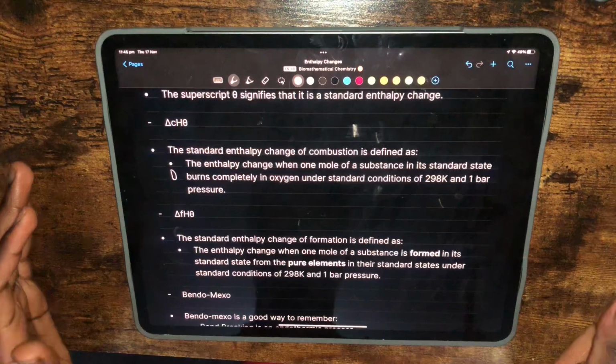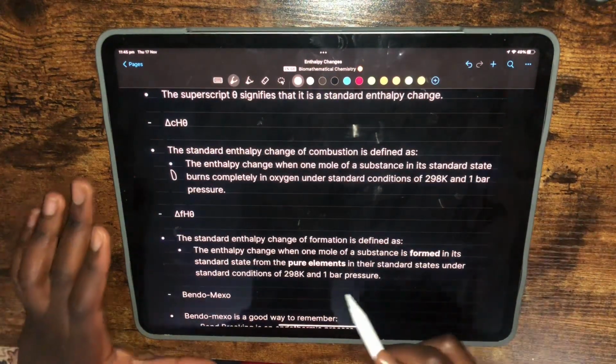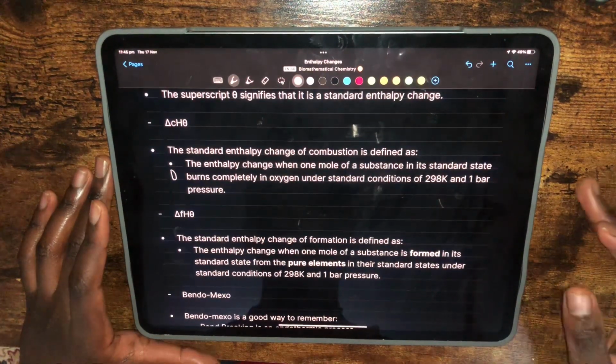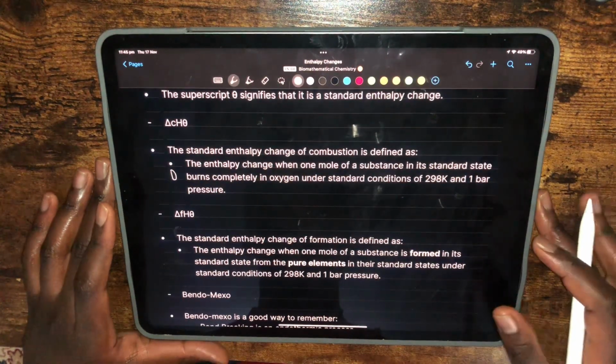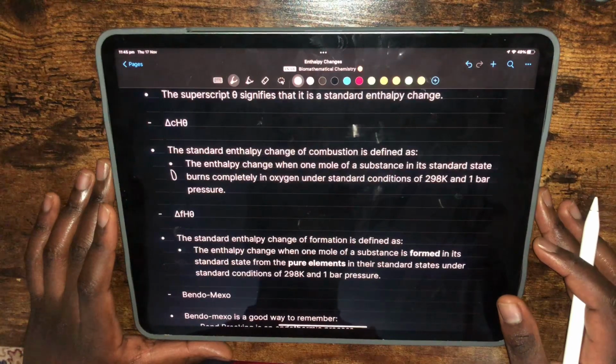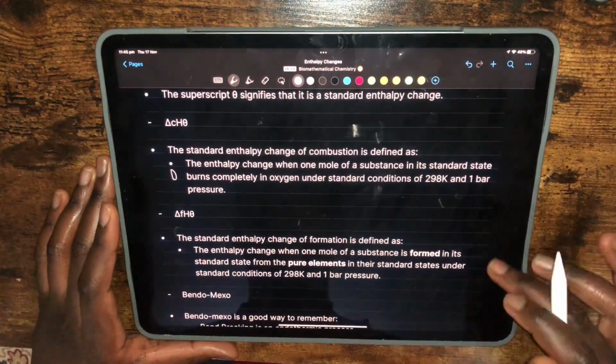So it has to use the pure elements, or elements in their standard state, is another way that you can say it. I've seen this. That's the way I wrote it, at least. It's the enthalpy change when 1 mole of a substance is formed in its standard state from the pure elements under their standard states. You could say that as well. Pure elements in their standard states.